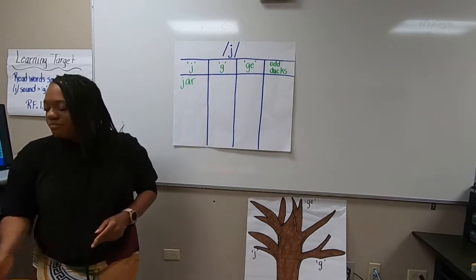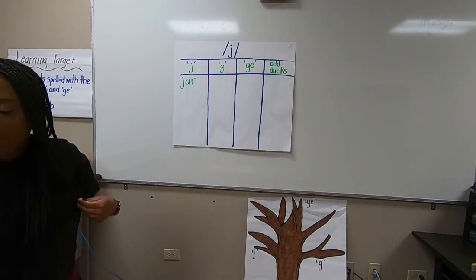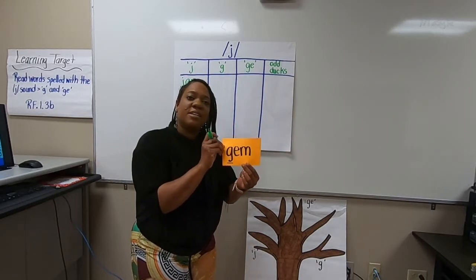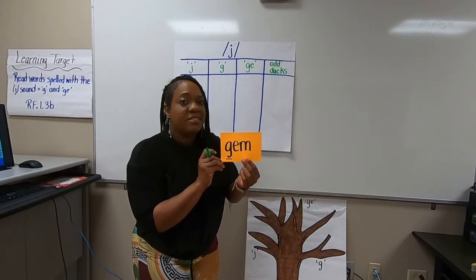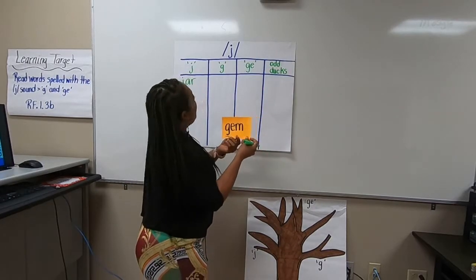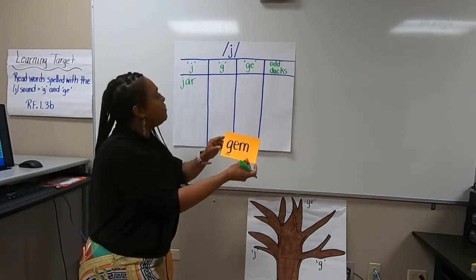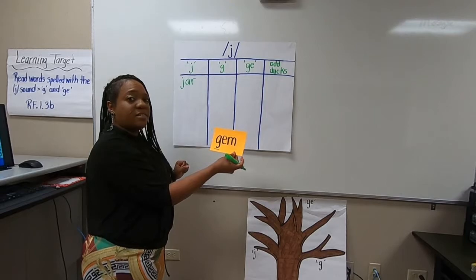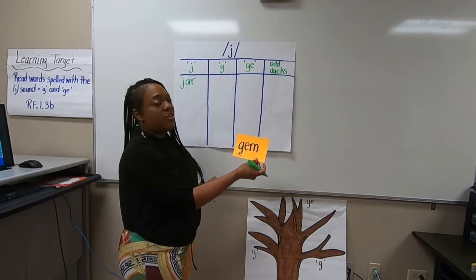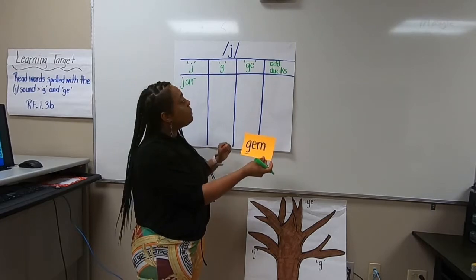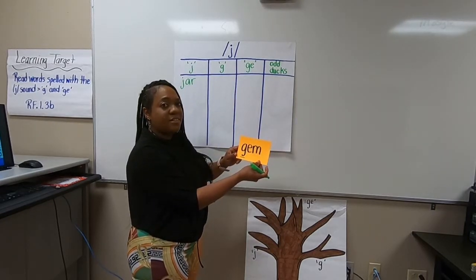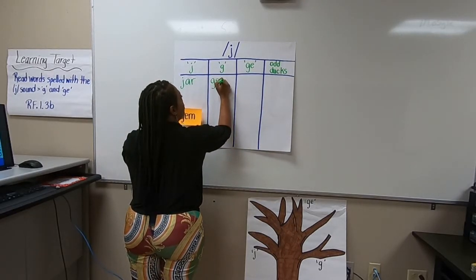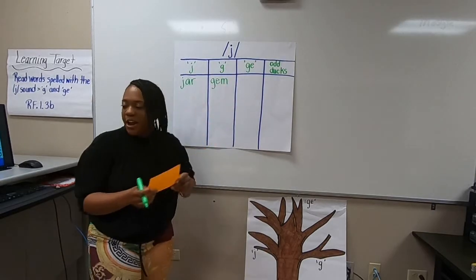Very good. Okay, we have another word, and this word is gym. Everyone say gym. Very good. Where does our word gym go on our chart? Does it go with the J, the soft G, or our J sound spelling with G-E? Very good. It goes with our soft G sound, gym. Very good.